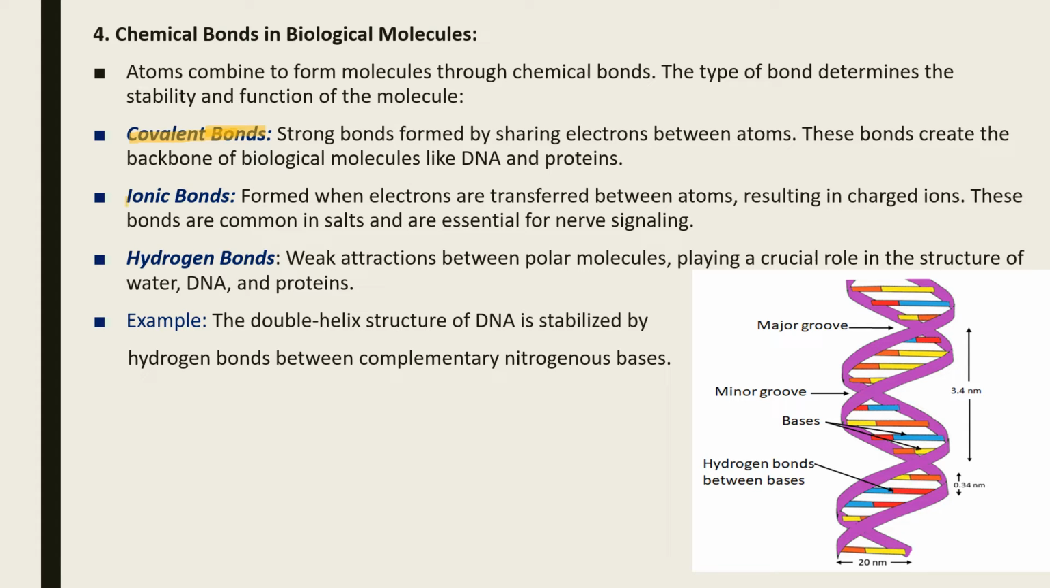While ionic bonding happens between a metal and a non-metal, where a metal loses an electron to become a cation, while the non-metal gains an electron and becomes an anion. So they are formed when electrons are transferred between atoms, resulting in charged ions. These bonds are common in salts. For example, sodium chloride.